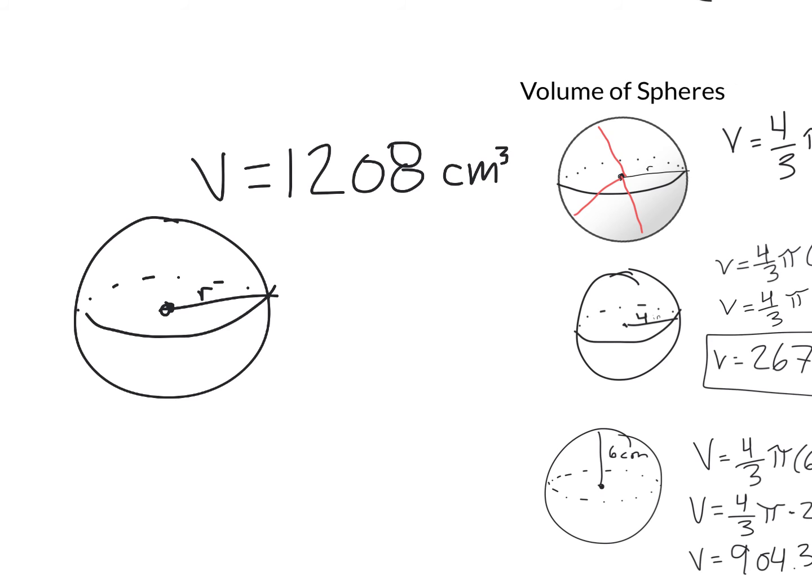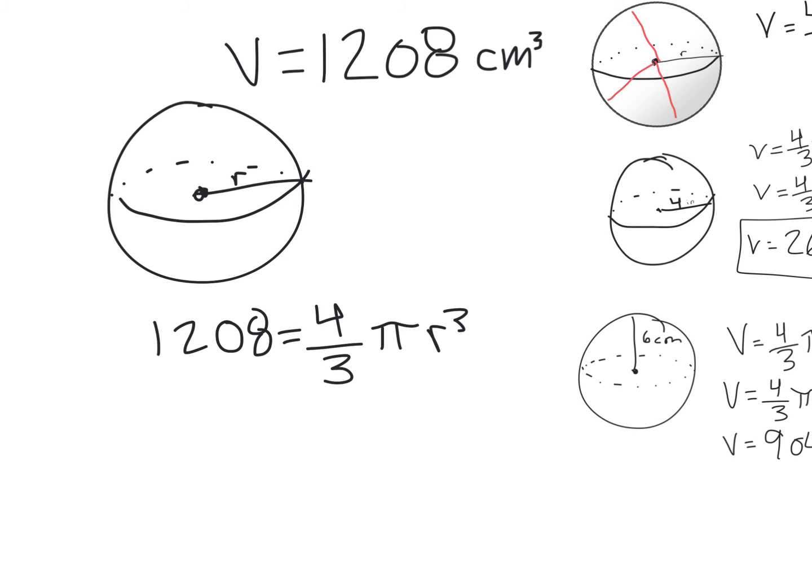So I'm going to plug in the 1,208 for my volume in my formula here. So instead of V equals, I'll write 1,208 equals, and then the rest of this is 4/3 times pi times the radius cubed. Well, we don't know the radius, so we can't start out by cubing that. What we want to do is we want to get r by itself. And so to do that, I need to get rid of this pi and this 4/3.